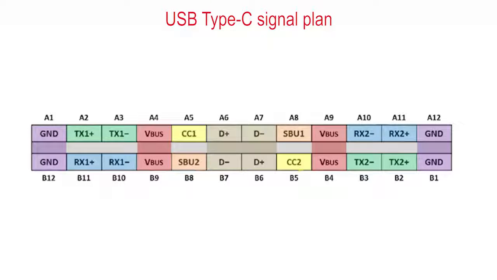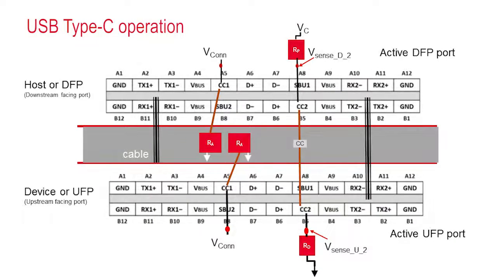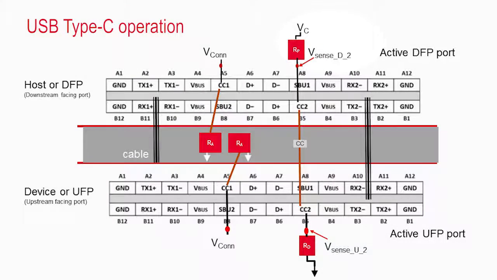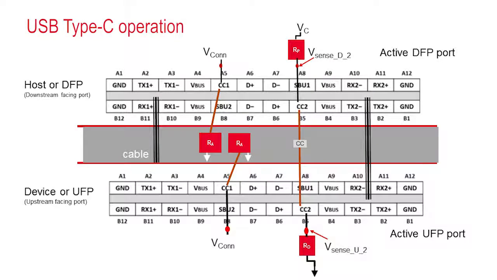The magic of the interface are the CC lines, denoted here as CC1 and CC2. You'll see that on CC2 we have a pull-up resistor to VCC. The same is true on CC1. This pull-up resistor is sensed to determine if there's a load on the other end, namely RD on the device. When that is sensed, then it knows that the particular port that that CC line is connected to is active.